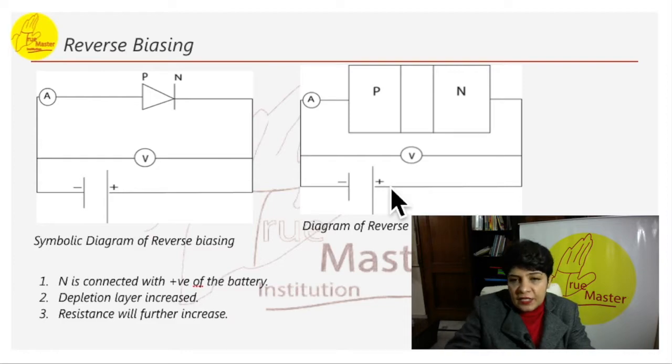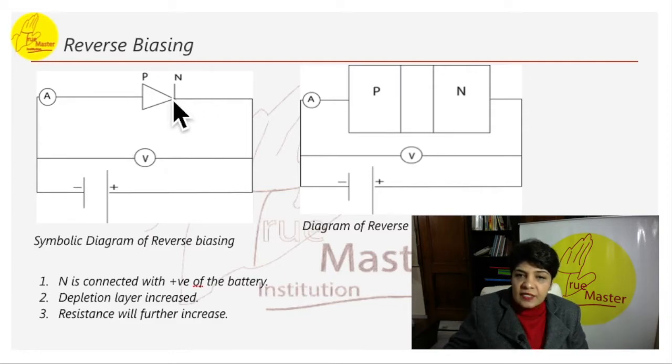First let's focus on the diagram only and then we'll go into the details. The N part is connected to the positive of the battery. The depletion layer, we will see in the animation, will keep increasing.